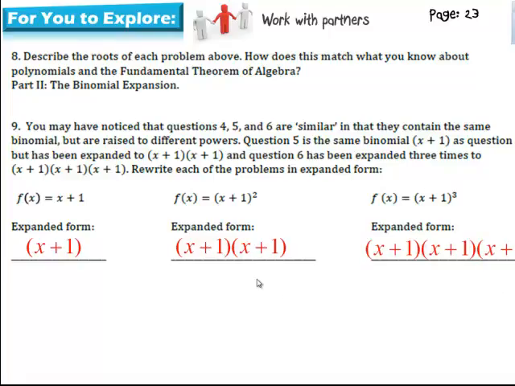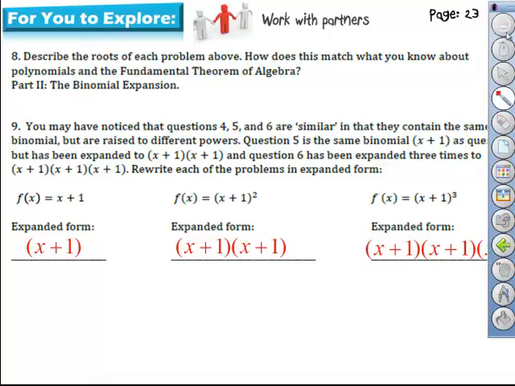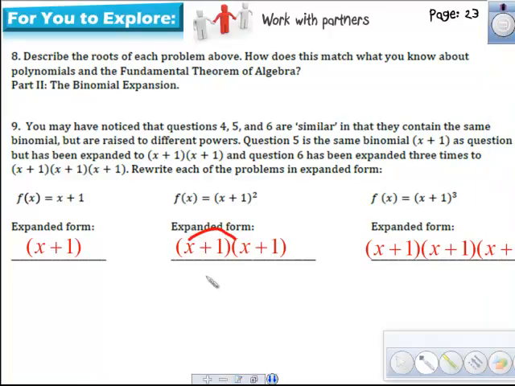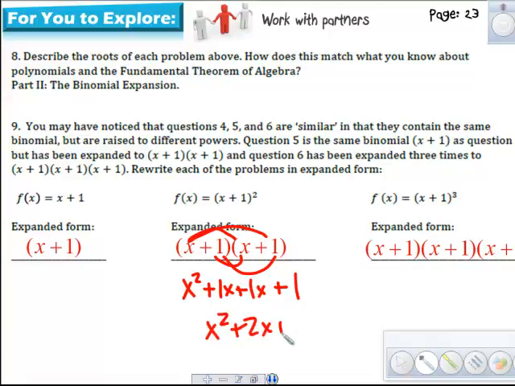Okay, so how do we figure out what this looks like in what's called standard form? Wouldn't we have to take this thing and distribute? So that'd be x squared, and then this times this, that'd be plus 1x. This would be plus 1x. This would be plus 1. And then you combine the like terms here, so we have x squared plus 2x plus 1. Cool, we know how to do that.